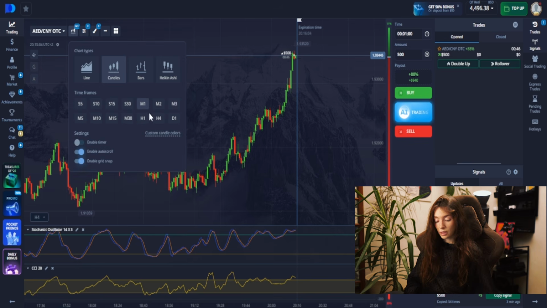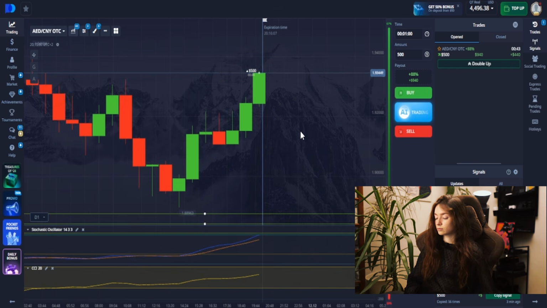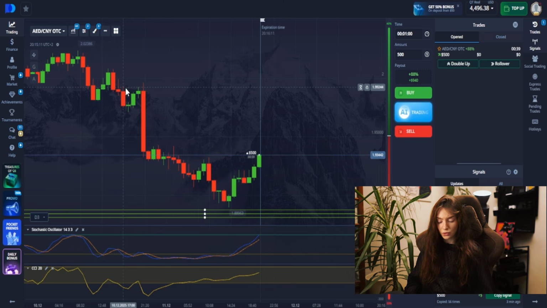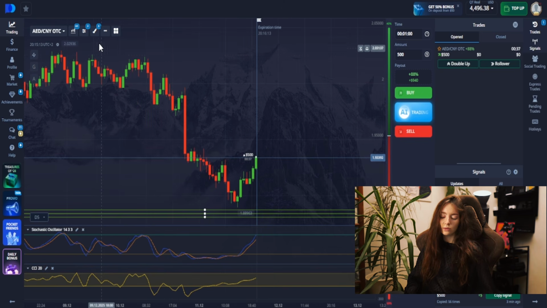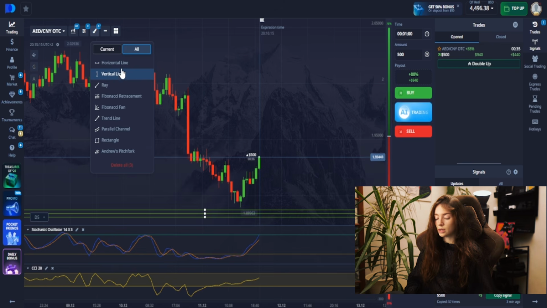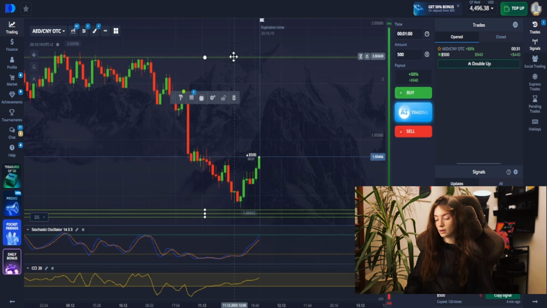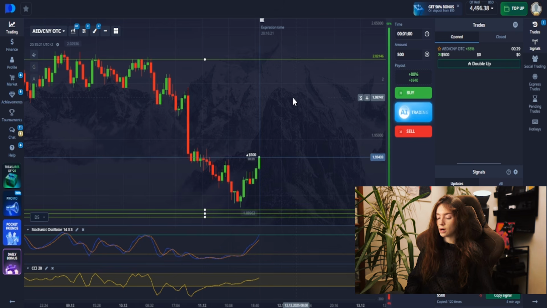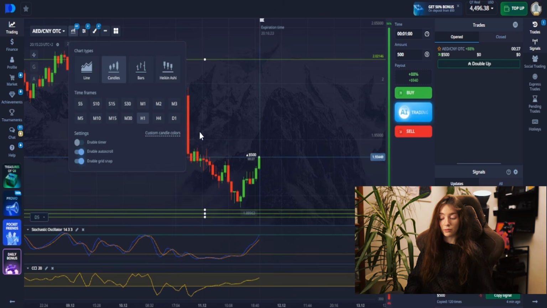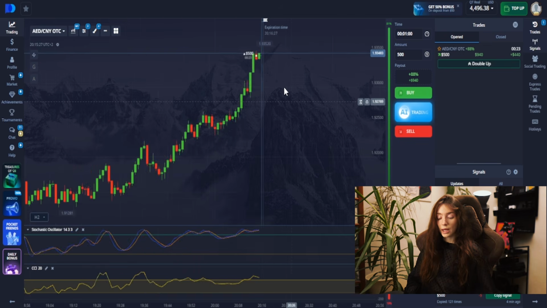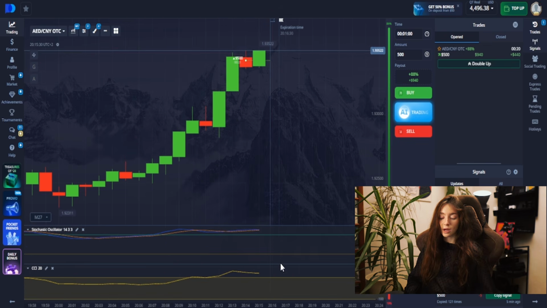Let's check the hourly time frame. You can see there was a strong drop earlier. In the long run, price will aim towards this level. This is important. Always mark levels on the hourly time frame. We entered with the trend and chose the right moment.